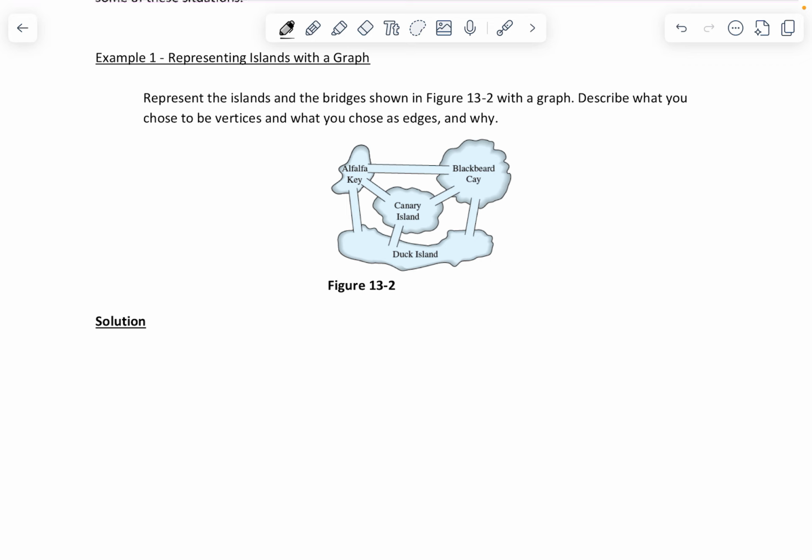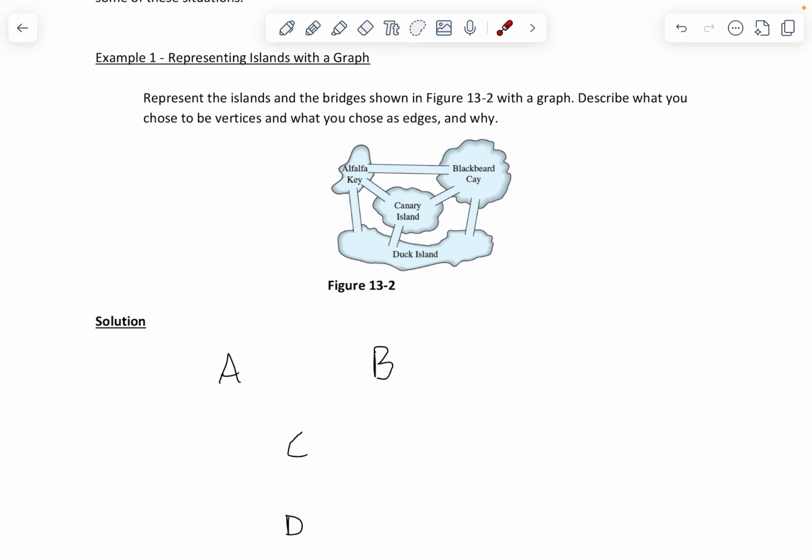Okay. In a graph, edges are lines or curves that connect the vertices. So the natural choice here would be to represent the islands with vertices and the bridges connecting them with edges. There are 4 islands. We will use A to represent Alpha Alpha Key, B to represent Blackbird Cay, C to represent Canary Island, and D to represent Duck Island. Let's take each island one at a time, starting with Alpha Alpha Key.